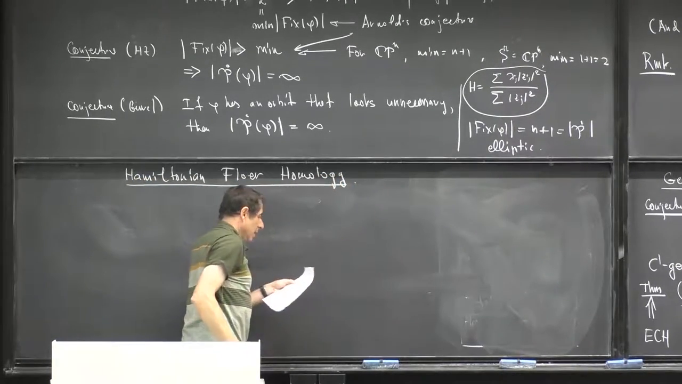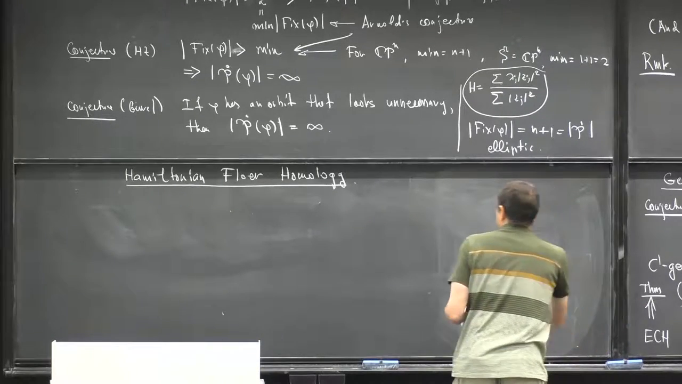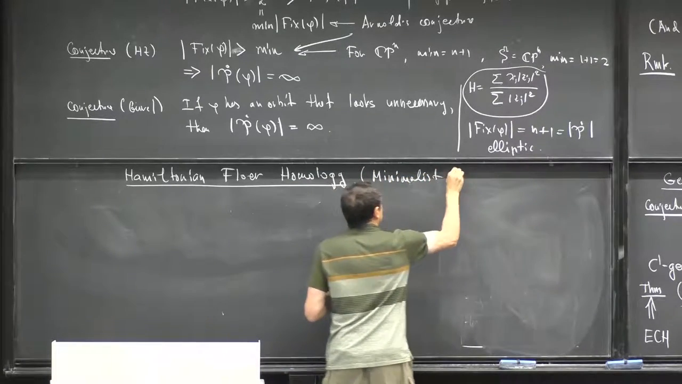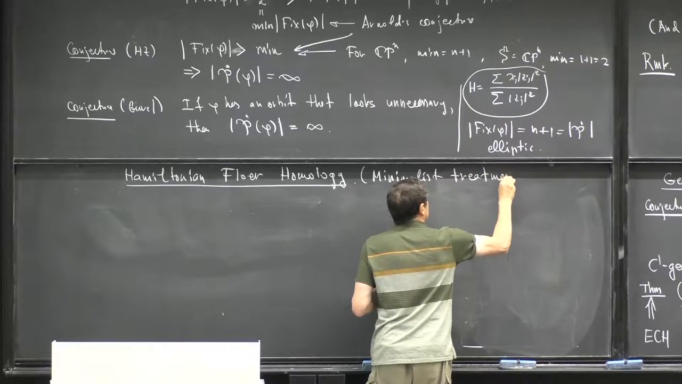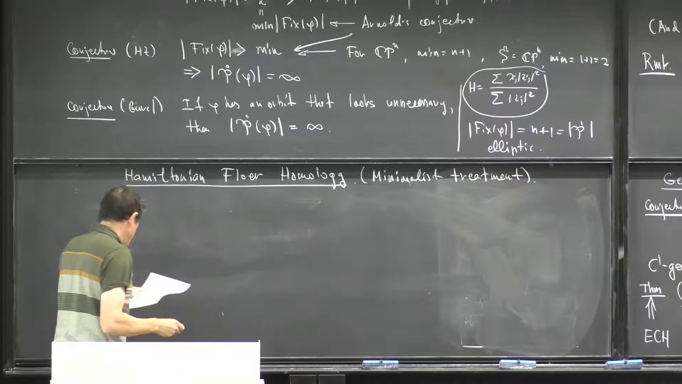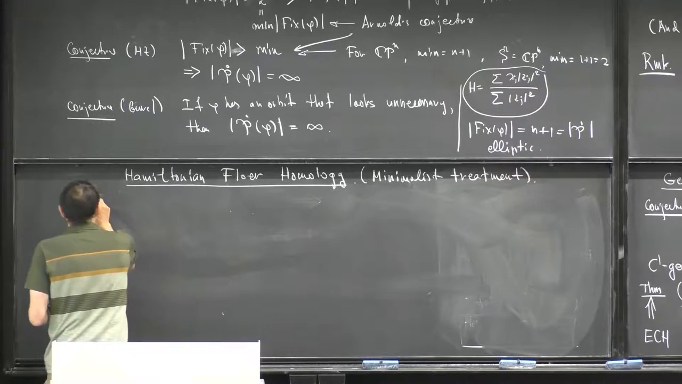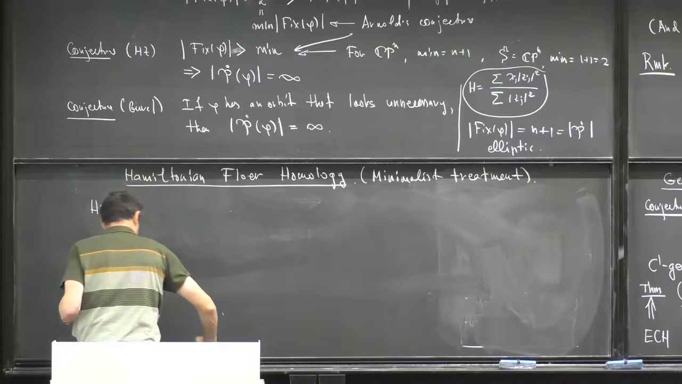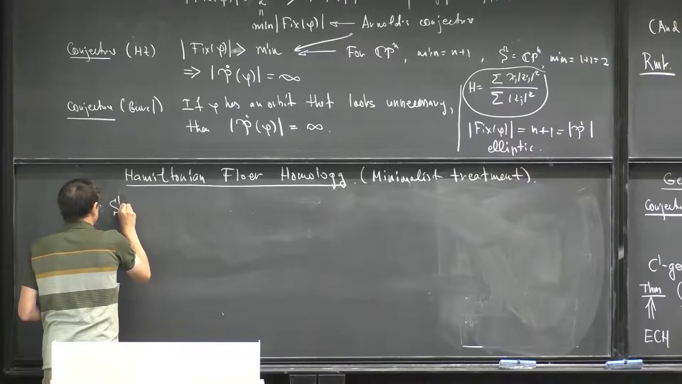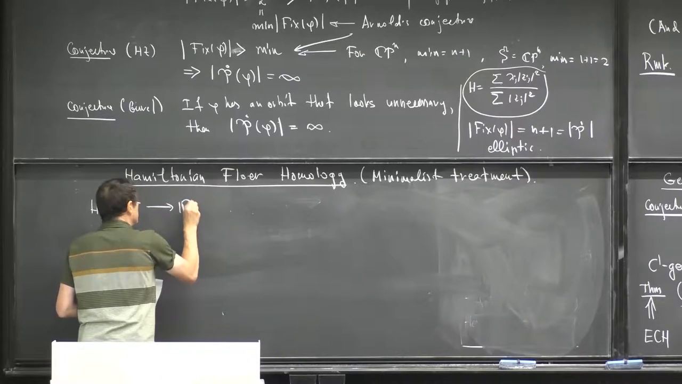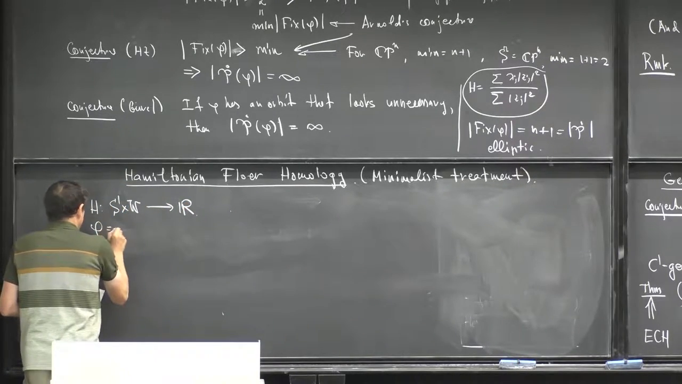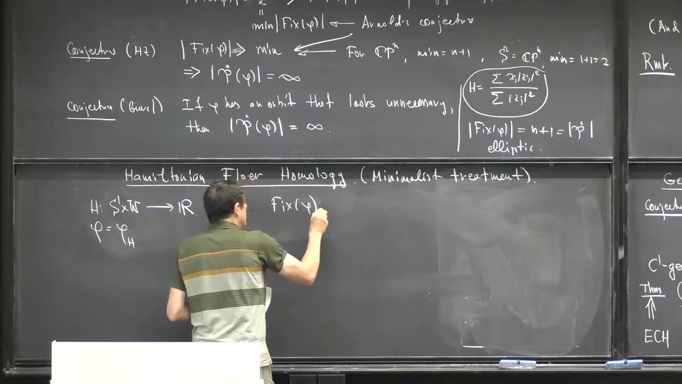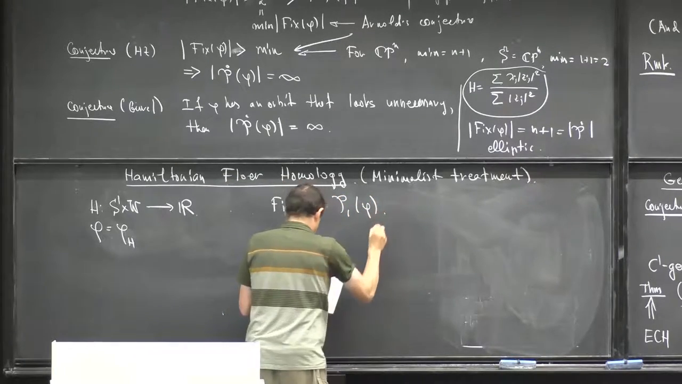Again, there will be a minimalist treatment. Some overlap with what Bashak did. So let's say I have a time-dependent Hamiltonian on a closed symplectic manifold. I have a Hamiltonian diffeomorphism, and I have the fixed points, which are also one-periodic orbits.